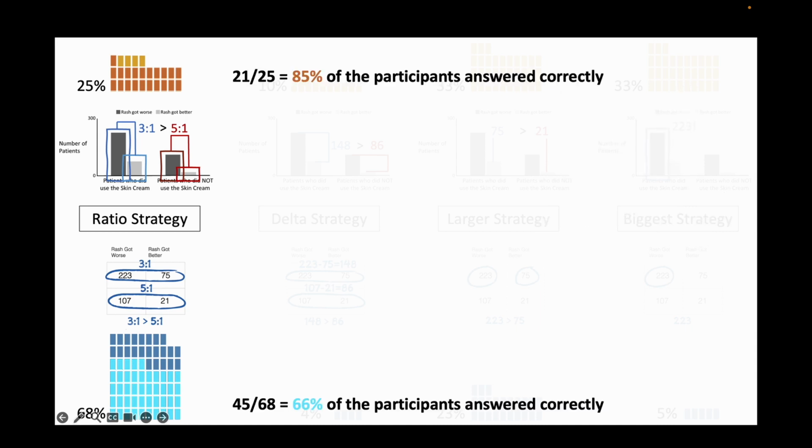We also see that amongst everyone who used the ratio strategy, the participants who saw the table version were actually less likely to get it correct. This might bring a sigh of relief to everyone who is a visualization researcher like me. This suggests that visualizing the data in a bar chart is not all bad.